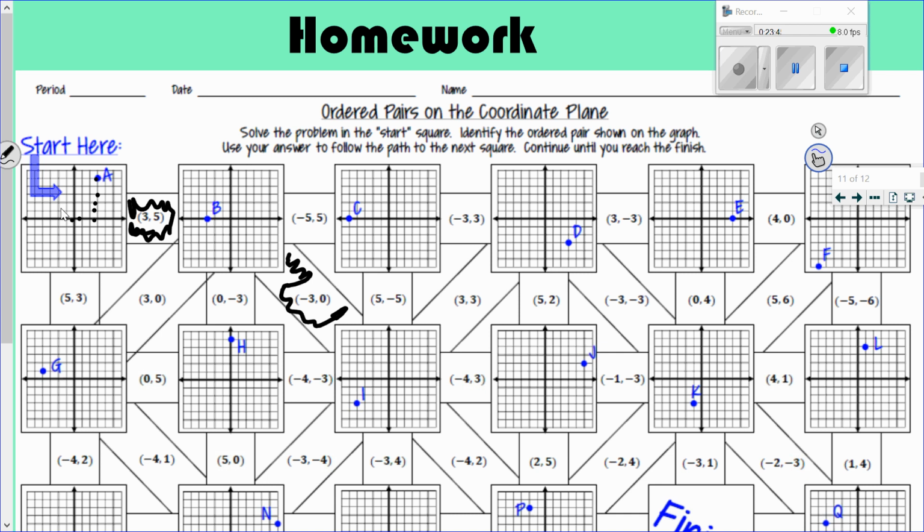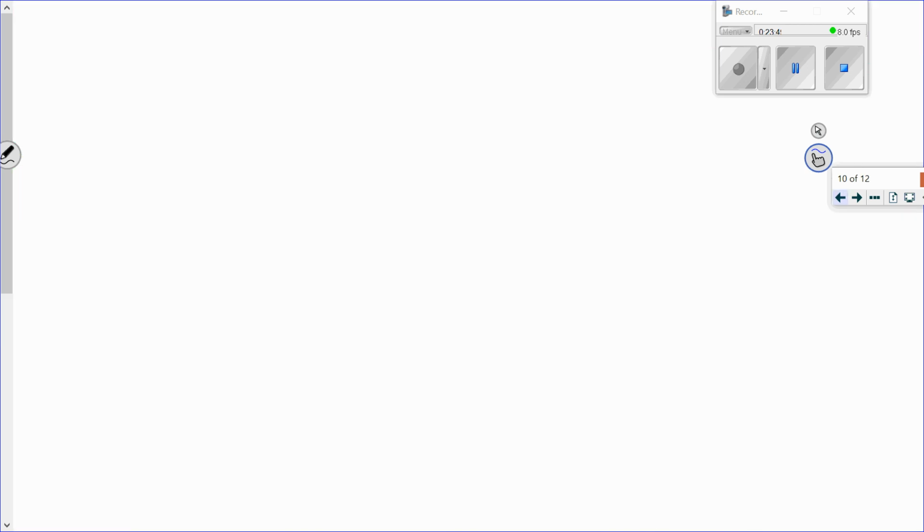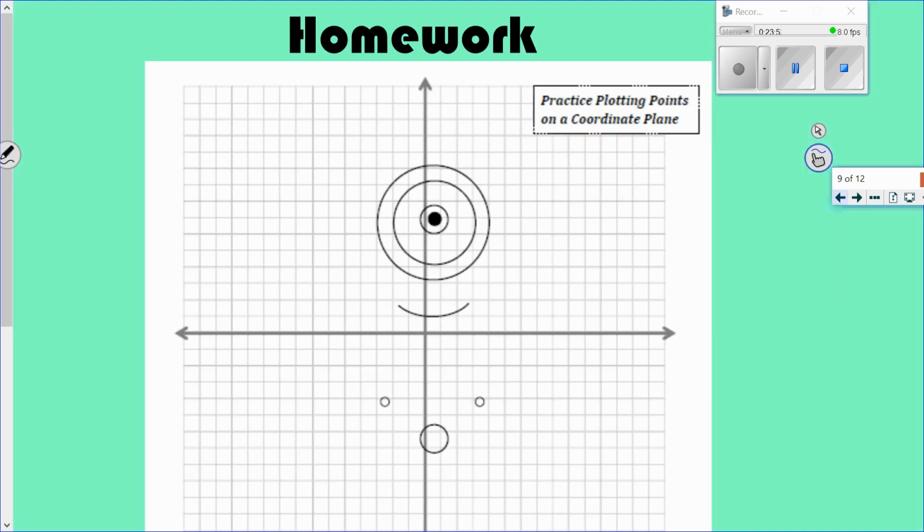Okay? Here is your second part of homework. Turn the page, go to the next page in. This is page 3 and 4 of your packet.